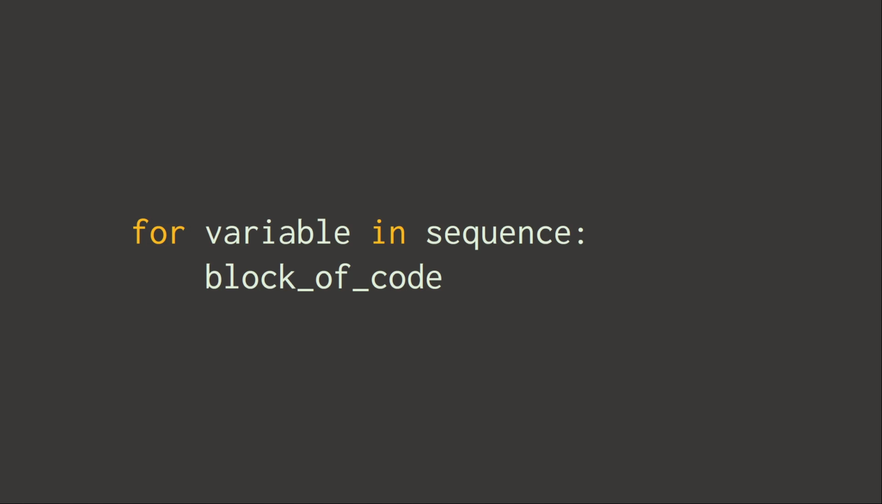The second type of loop is called the for loop. Its syntax goes like this. The keyword for, then a variable, then the keyword in, followed by a sequence, and then again a colon. And of course, we have our block of code.